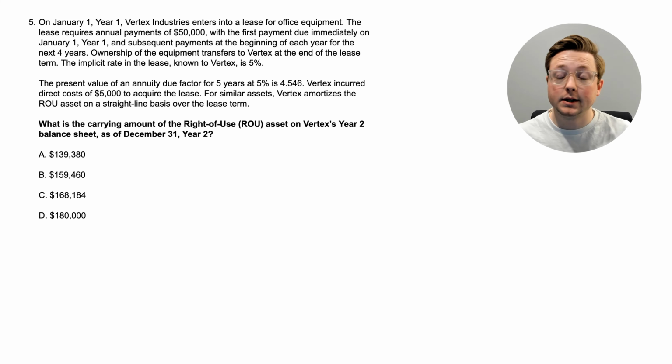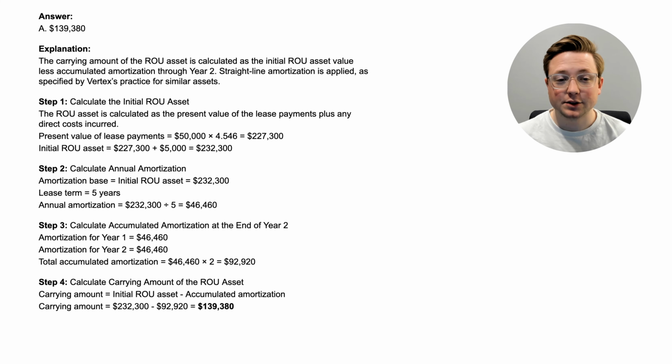We've talked about a whole bunch of different things in this video, but we haven't talked about this directly yet. So if you don't know how to do it, that's okay. We're going to look at the answer together to learn how this works. All right, here we are. The answer is A, $139,380. That is the amount of the right of use asset at the end of year 2. So let's walk through this.